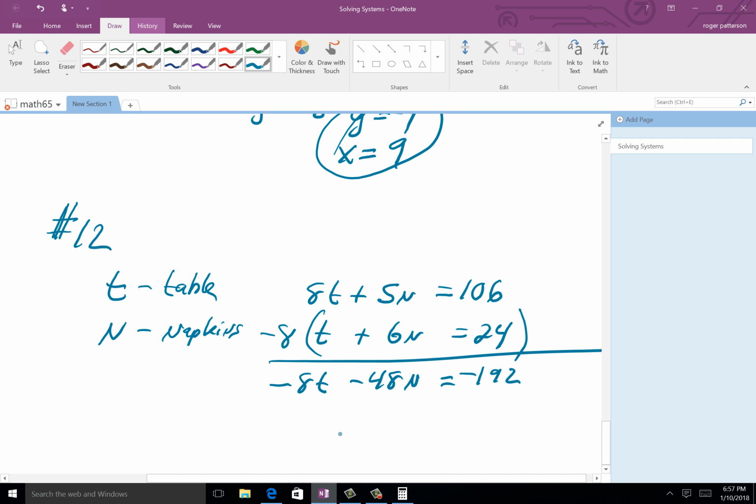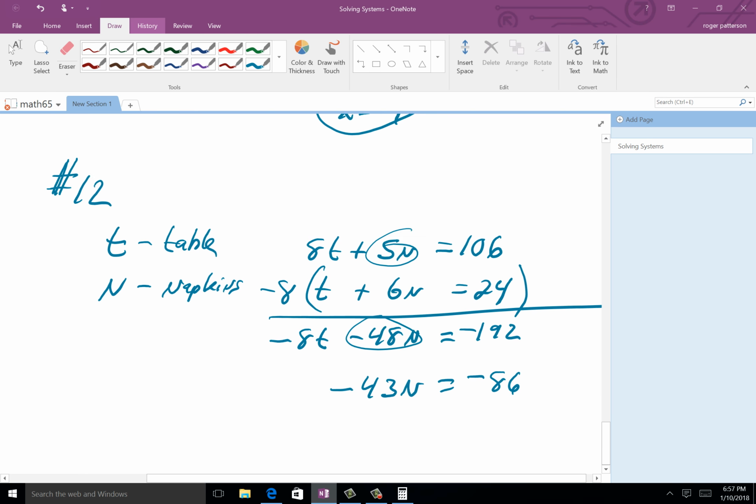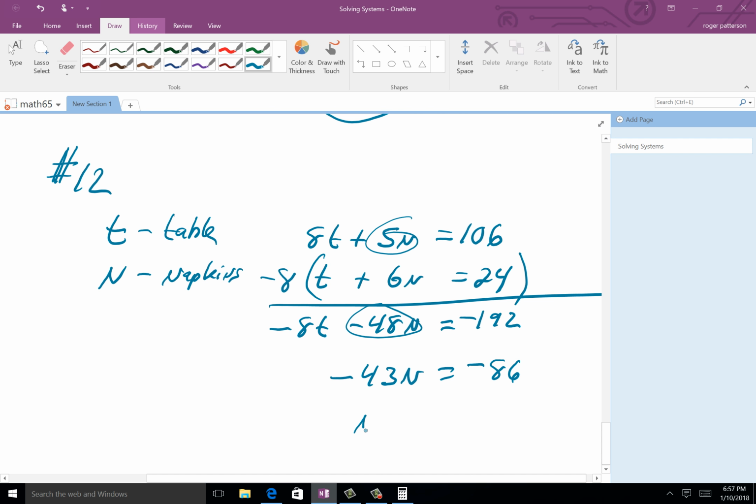They cancel. So I'm going to get -43n, because I'm adding these two, equals -86. So then I can see right away, what is n going to be? 43. What's n going to be? No, 2. It's all right. Well, it'd be $2, I guess, but it would be -2 from what we did there.